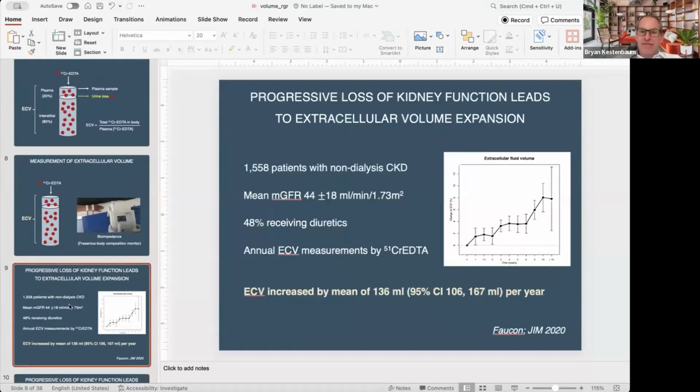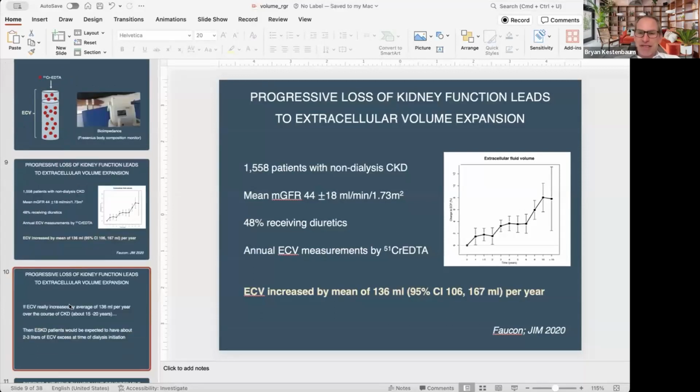So back to this idea of the progressive loss of kidney function leading to extracellular volume expansion. This study actually quantified it by getting longitudinal gold standard measurements of extracellular volume by chromium EDTA. This is the NEPHROTEST cohort study, 1,500 patients with non-dialysis CKD of all causes. The GFR was about 45, and half were receiving diuretics. And over the longitudinal measurements, they estimated that extracellular volume increases by an average of 136 milliliters per year during CKD, with a 95% confidence interval of 106 to 167 mils per year.